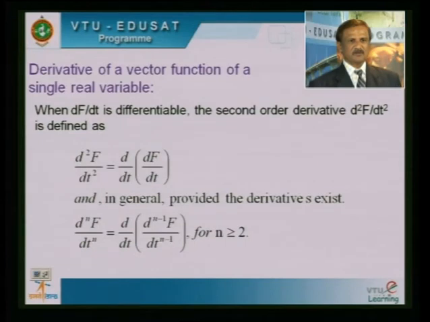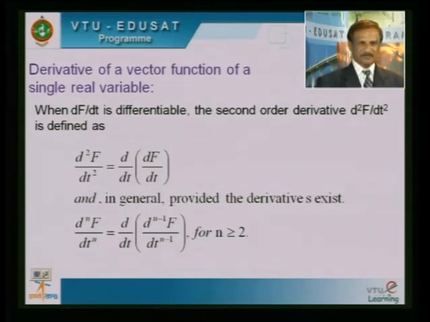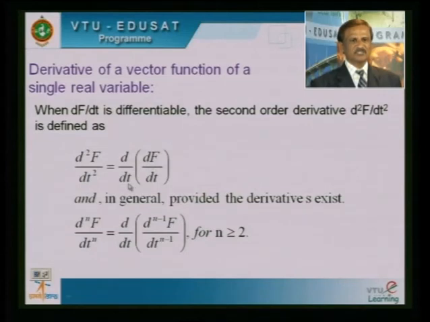In a similar way, when df by dt is differentiable, then you can obtain the second order derivative, namely d square f by dt square. It means if you are able to define the first derivative, then we are able to calculate higher order derivatives. Then how do you calculate d square f by dt square? It is very simple. We have already calculated df by dt. You differentiate the same function with respect to t one more time.